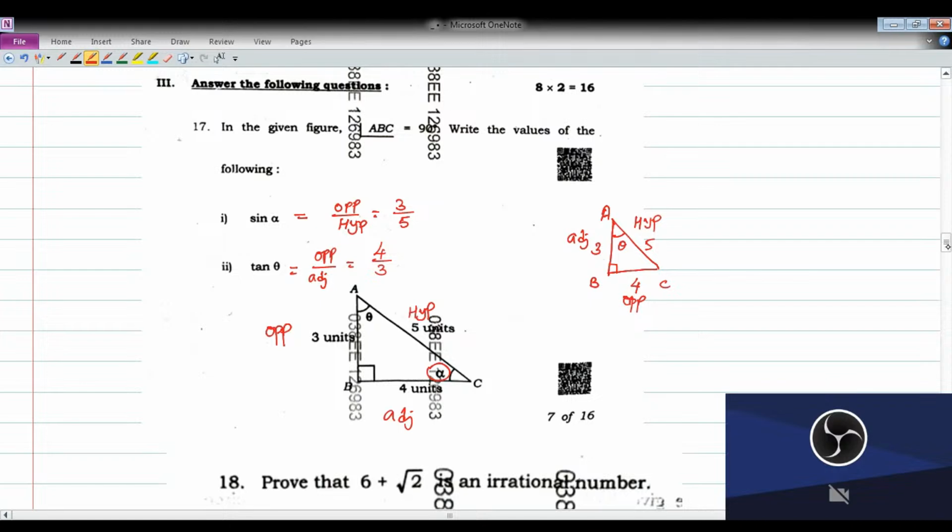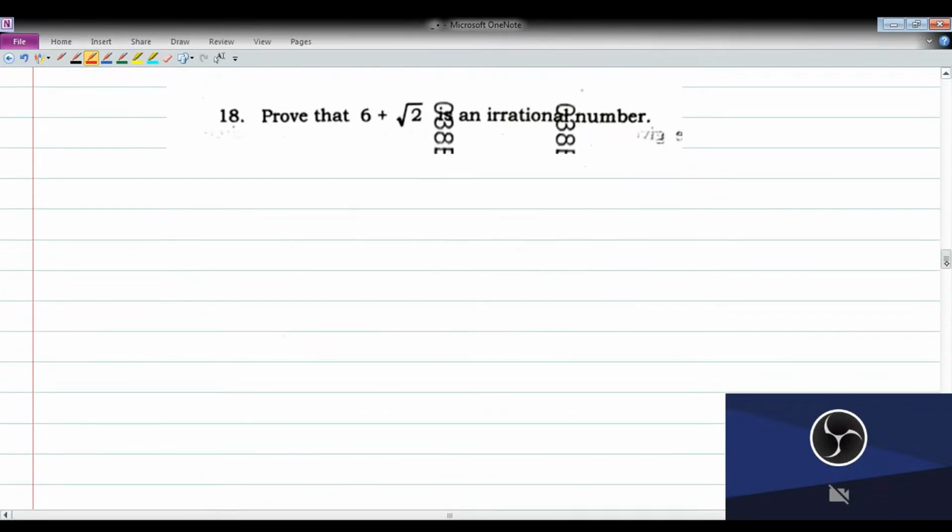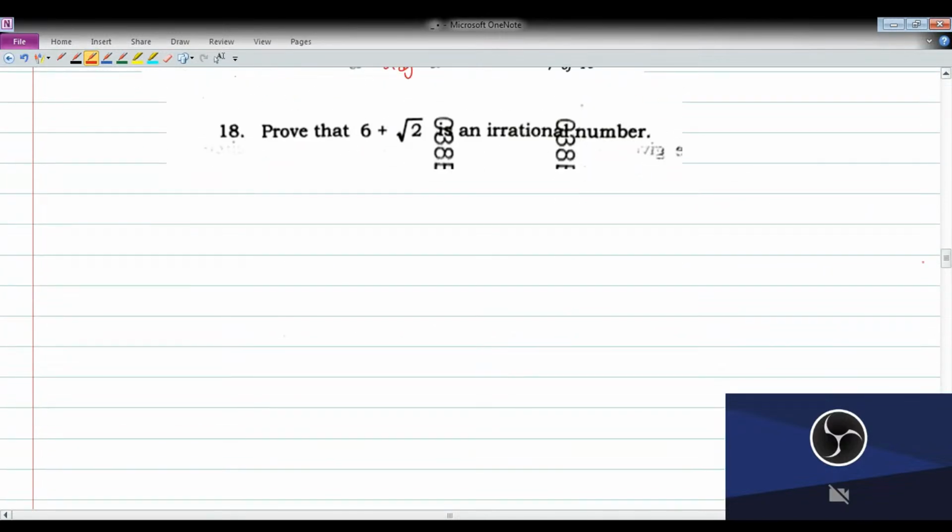Now I am going to question number 18. Prove that 6 plus root 2 is an irrational number. How to prove 6 plus root 2 is an irrational number? For that, let us make an assumption. Let us assume that 6 plus root 2 is rational.